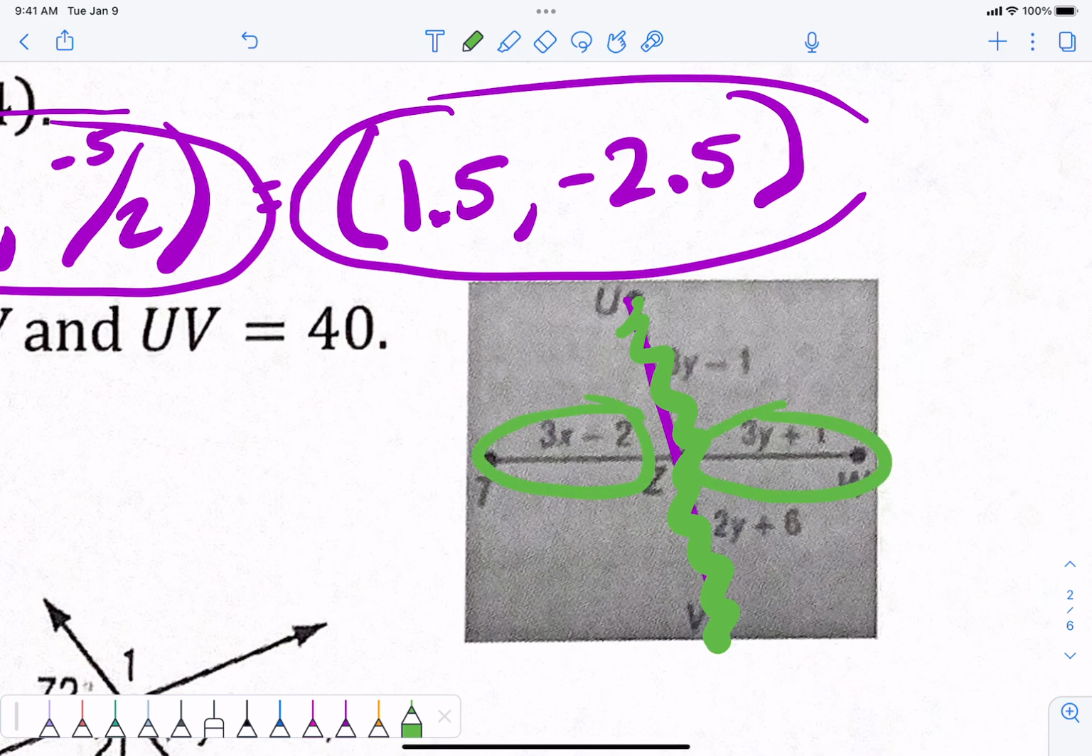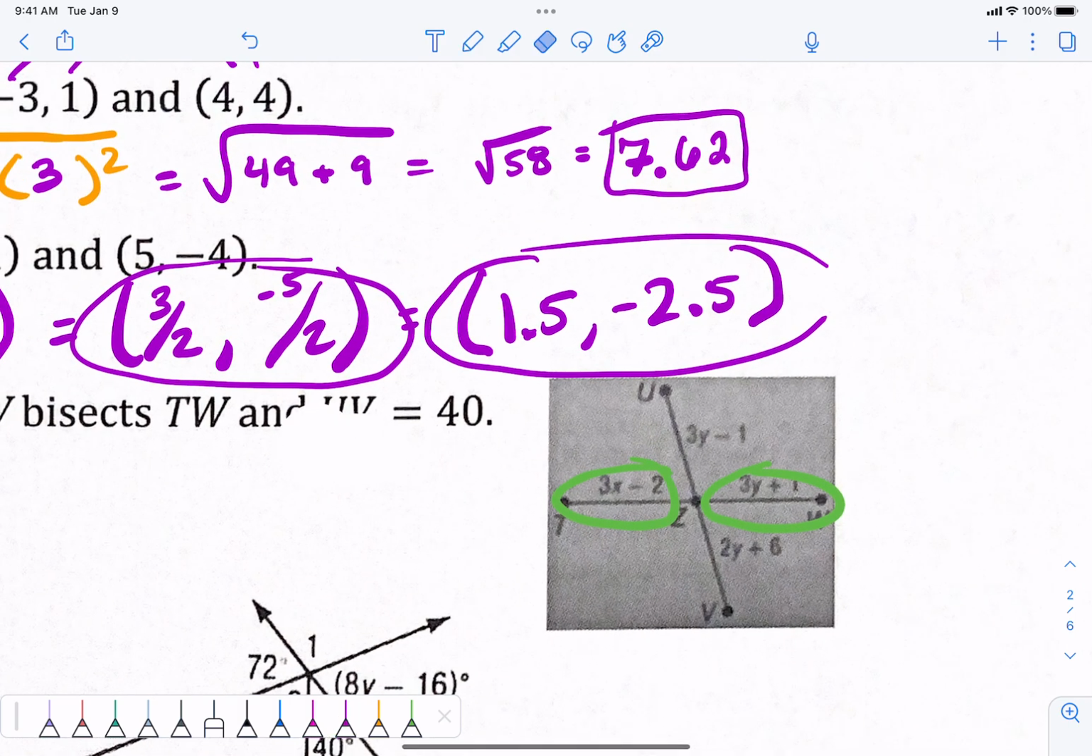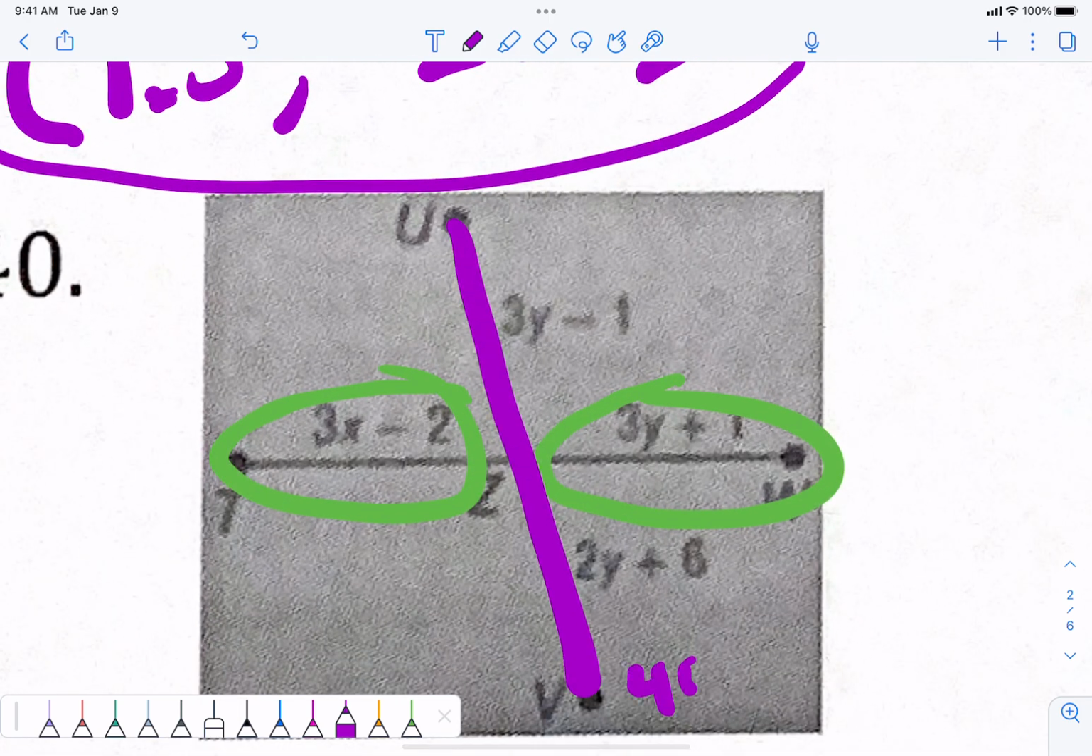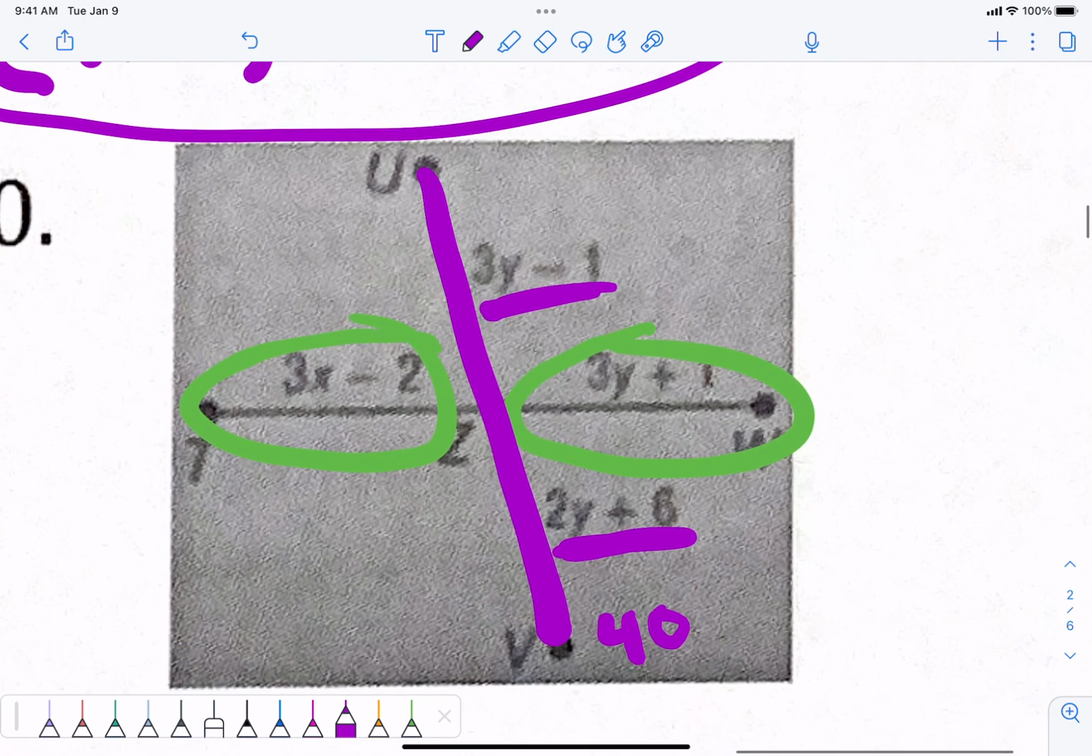Now be careful, because it does not necessarily mean the other way around, right? We do not necessarily know that this is split in half, that those two are the same. It's saying that it bisects the green one, but it does not necessarily bisect the other one, okay? But we do know that UV, the entire length of UV, which is that up and down one, is 40, okay? So we can't necessarily say 3y minus 1 is equal to 2y plus 6, but we do know that they add up to be 40. Make sense? Okay, so let's solve for x and y.